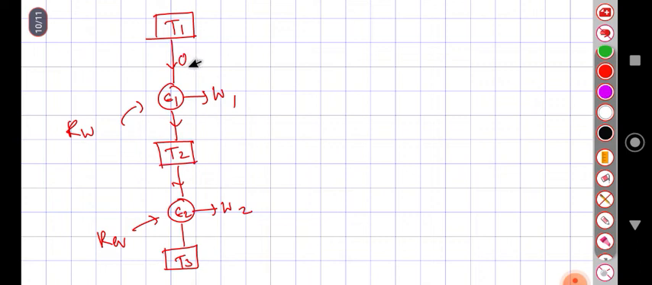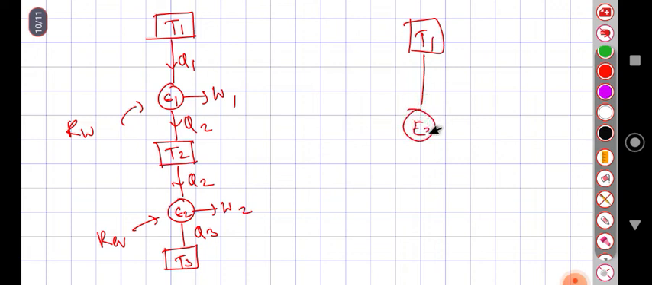The Q1 amount of heat is supplied, Q2 is rejected here, and again the same Q2 is utilized here, and Q3 comes here. And the other engine, between T1 and T3, the third engine E3, I have connected here like this, and this is also W3. This is also a reversible engine.